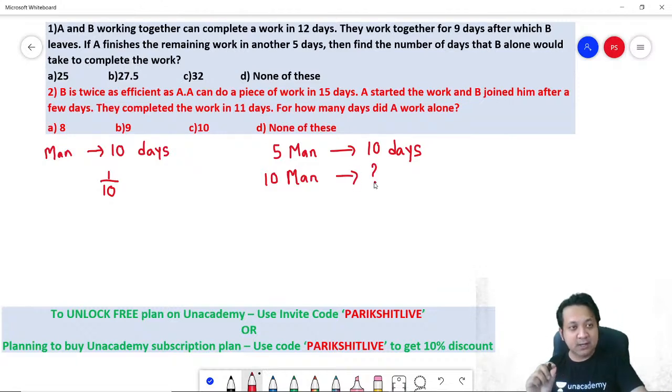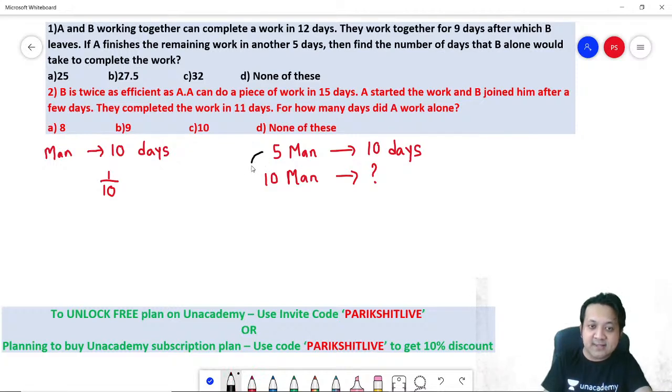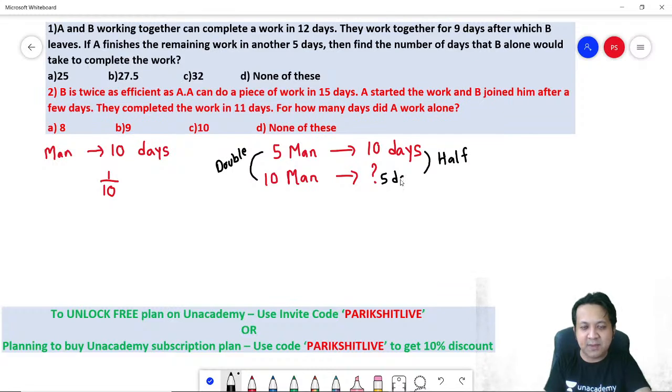Now, think logically here. What is happening? The number of men is becoming double, and the work is the same. Then obviously it would mean that the time required would become half. So it will become 5 days.